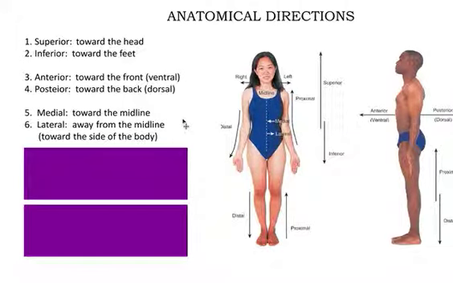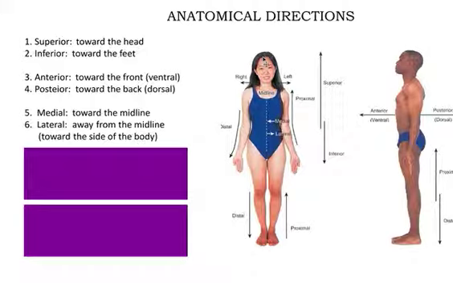Medial means towards the middle of the individual, so towards the midline. Lateral means away from the midline, and the midline would be a line that just divides the individual completely in half, as we're symmetrical from the external appearance. Midline would be that line straight down the center of the body.